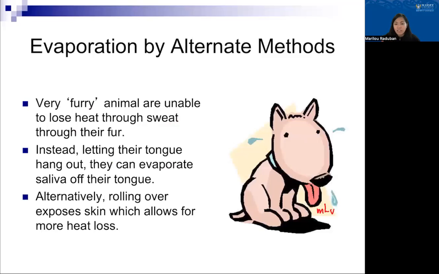The saliva in the tongue will evaporate, so you have M times LV, and that results in the change in overall temperature of the animal. Okay. Alternatively, they roll over to expose the skin, which allows more heat loss. In this case, you could probably say that it's heat loss by conduction as the skin comes in contact with the cold ground, or it can also be heat loss by convection. As the skin is exposed, air can easily transport heat away from the skin.